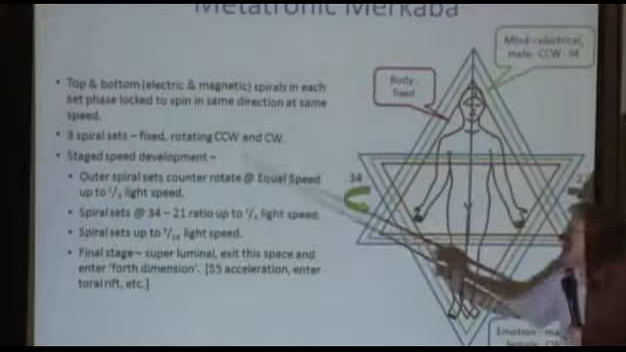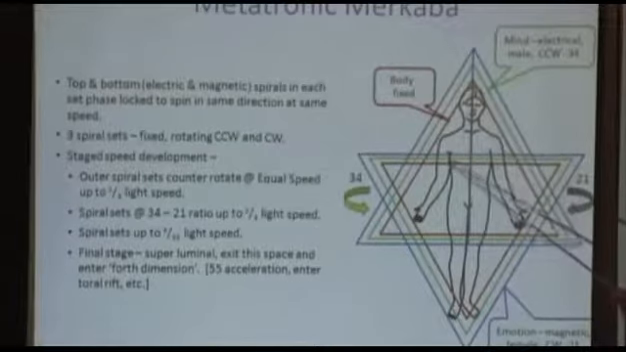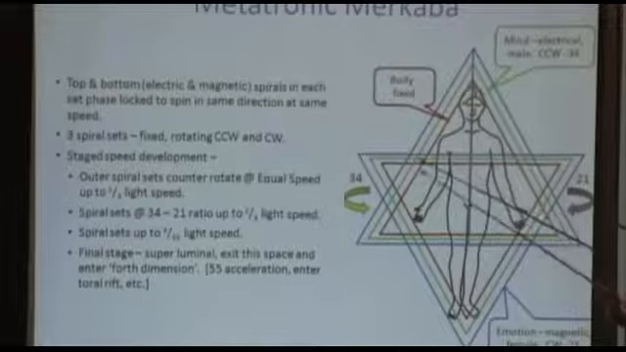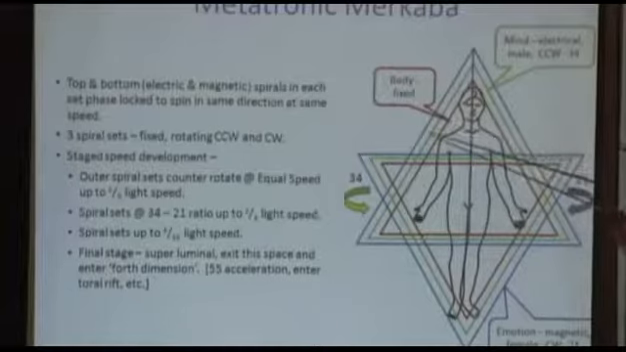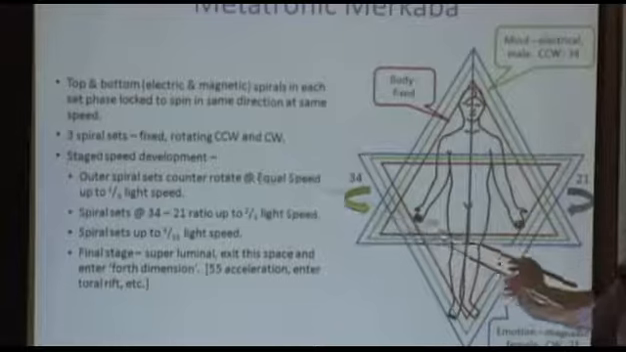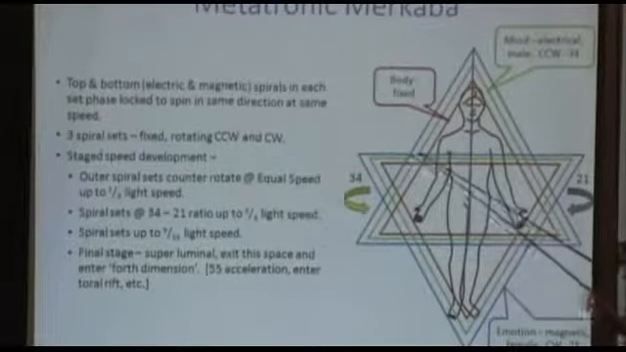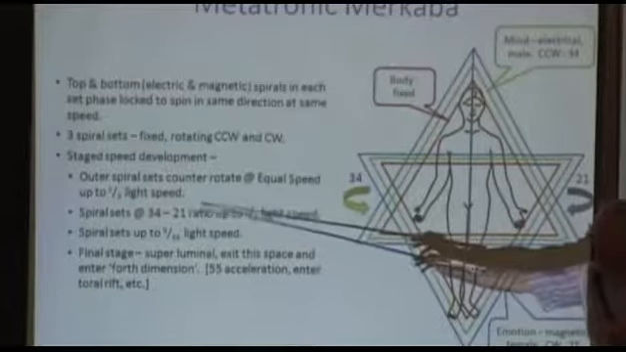The 2 outer spirals rotate; the inner one, corresponding to the body, is locked in position and doesn't move. The 2 outer pairs rotate in opposite directions. So the upper and the lower halves are locked together, spinning in the same direction, but the outer pairs, the emotional and the mental pairs, spin in opposite directions; they counter-rotate. They start spinning at equal speed. In other words, the two outer pairs of spirals are sent spinning in opposite directions at equal speed up to 1/3 of the speed of light.